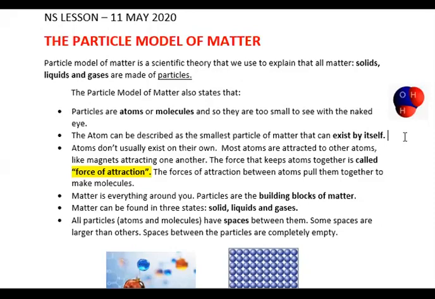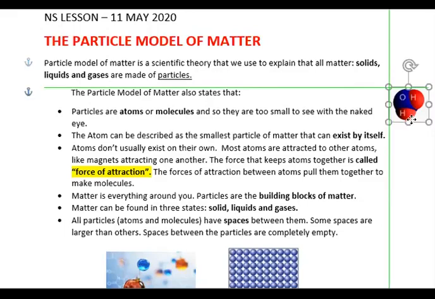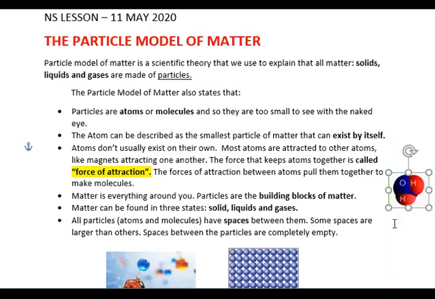Most atoms are attracted to other atoms, like magnets attracting to one another. The force that keeps them together is called the force of attraction. The forces of attraction between atoms pull them together to make molecules. So we have two hydrogen atoms that bond with one oxygen atom to give you the molecule of water. And the bonds, or the glue that sticks all the atoms together, is called the force of attraction.